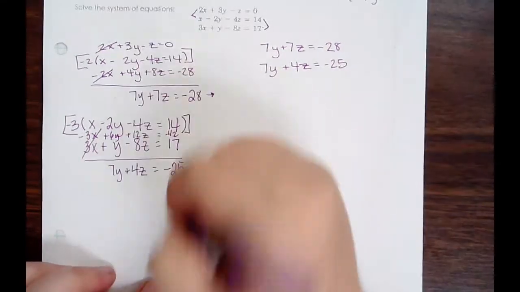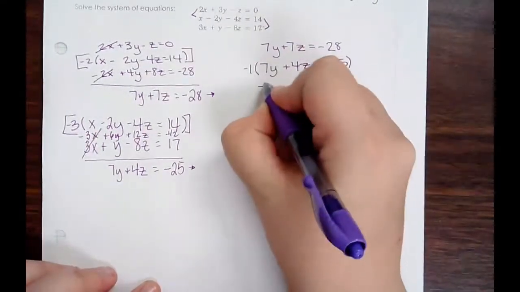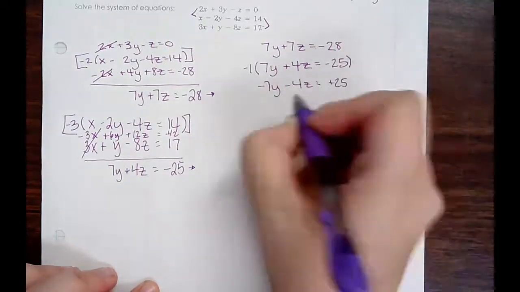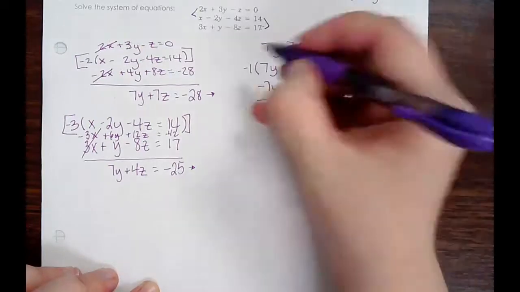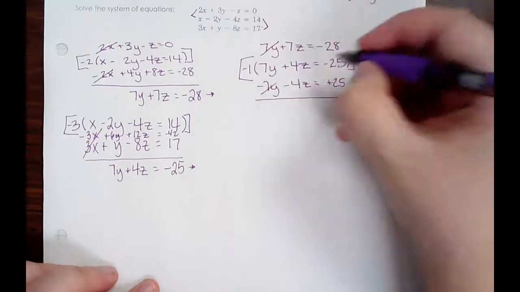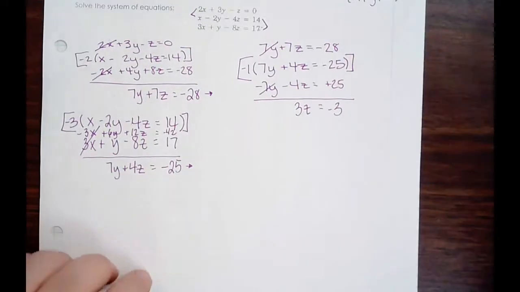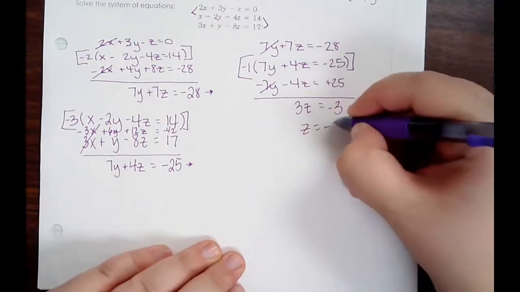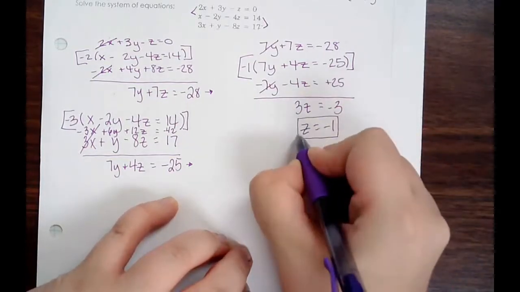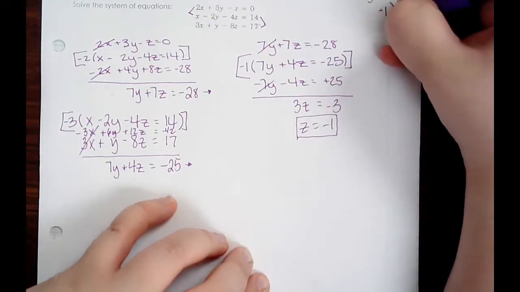So just like I was eliminating things over here, now I'm going to multiply this bottom one by -1. So I get negative 7y minus 4z equals positive 25. Box this so I know not to touch it again. And then just add down. 7y, negative 7y, 7z, negative 4z. Simplify, and I get z equals negative 1. Awesome. I now have one piece that I need for my ordered triple answer, I now have the -1.